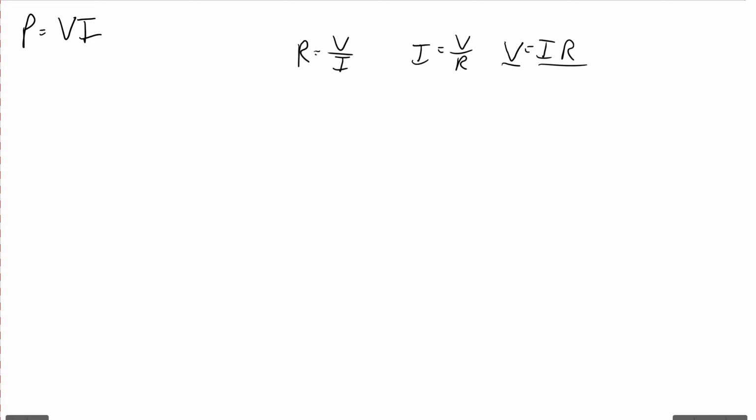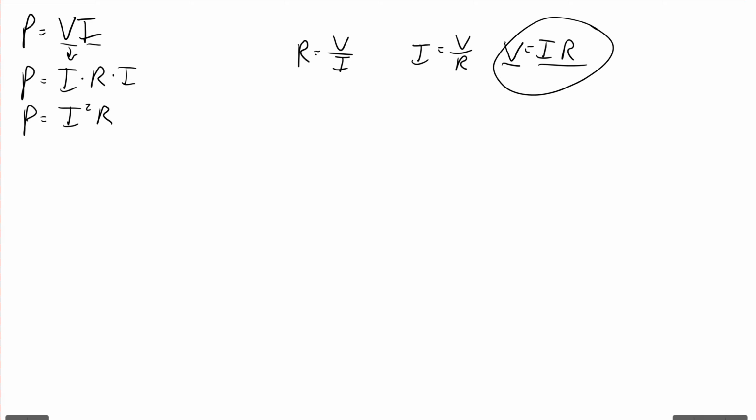If voltage is I times R, you just plug in I times R for the voltage. That becomes I times R. And then you have to also multiply times I. So the power becomes I times I, which is I squared R. And that's one of the weird looking equations. That's where it comes from, from Ohm's law.